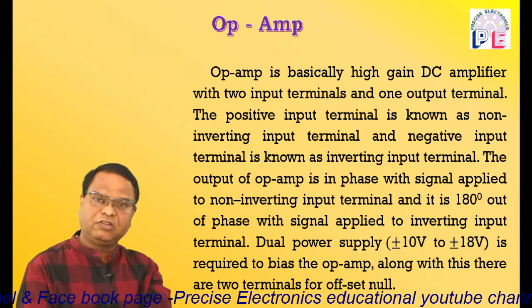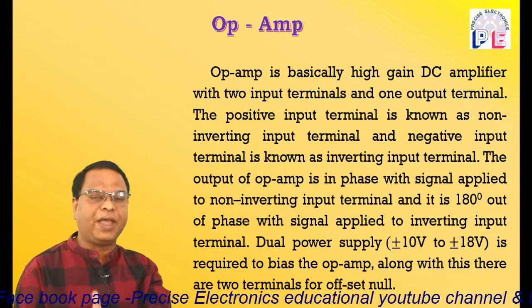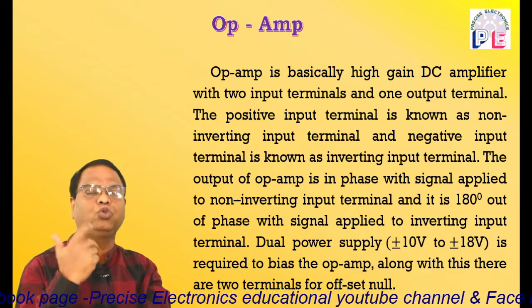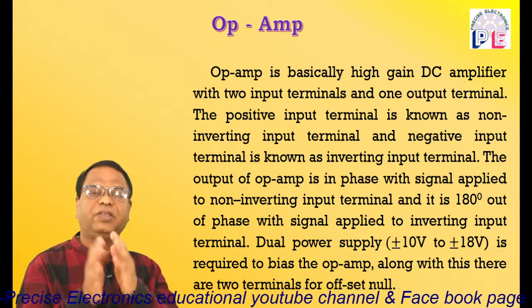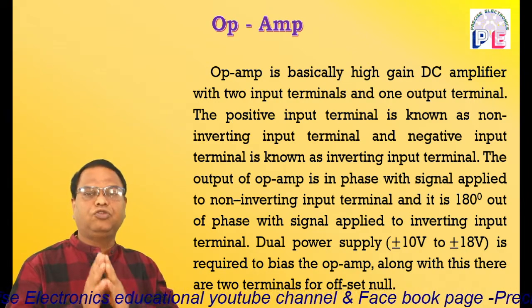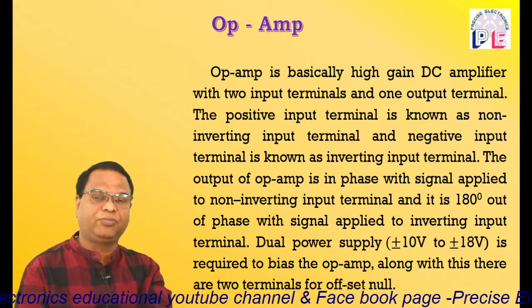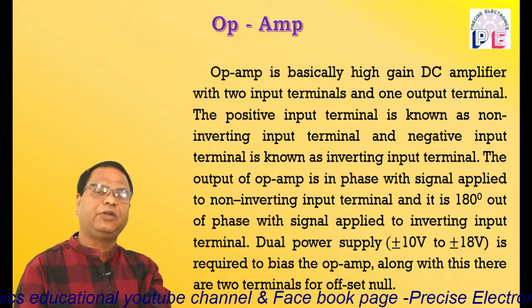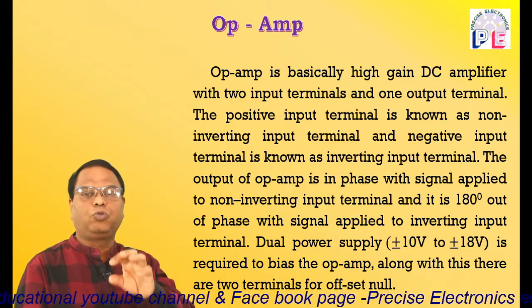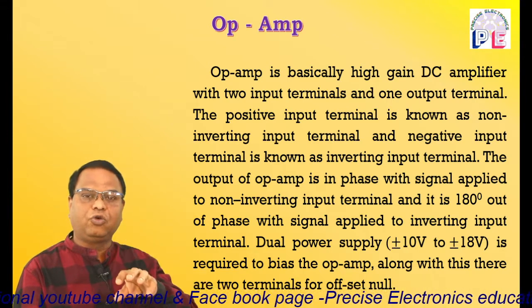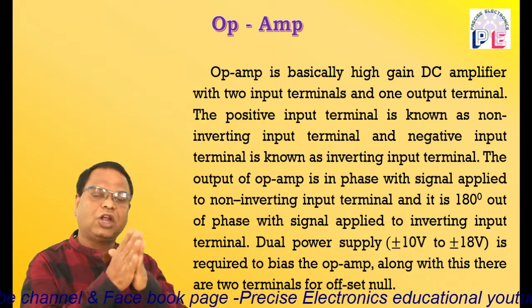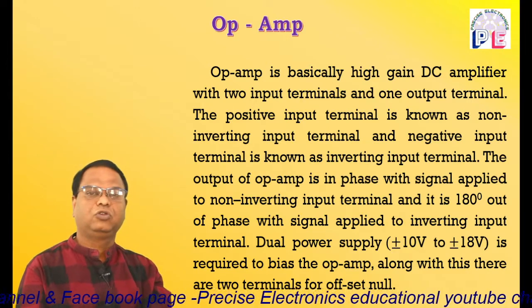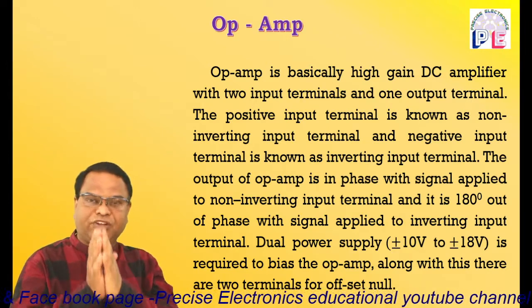Along with this, the IC has two more pins, and the function of these pins is offset null adjustment, so that when there is no input, the output should be 0. If the output is not 0, this offset null is adjusted so that the output becomes 0. So that is operational amplifier.